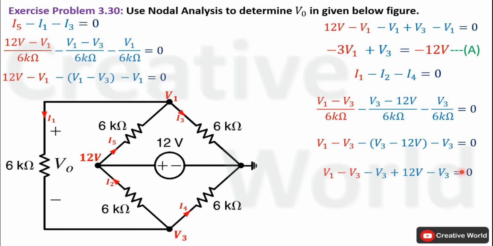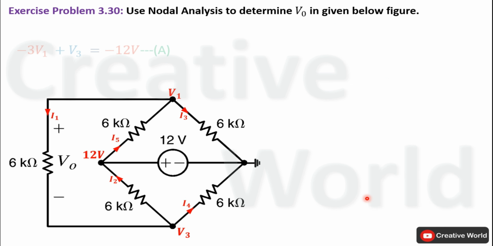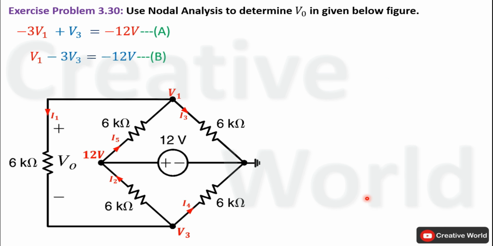Place this 12 volt on the other hand side of equal and add values having the same variables together. The equation will become V1 minus 3V3 equal to minus 12 volt. It is the second node voltage equation of this network. Now we will try to solve these two equations in order to find out the values of V1 and V3. If we succeed to find out their values, we will take the difference of these two voltages in order to find out voltage across this 6 kilo ohm resistance that is labeled as V0.